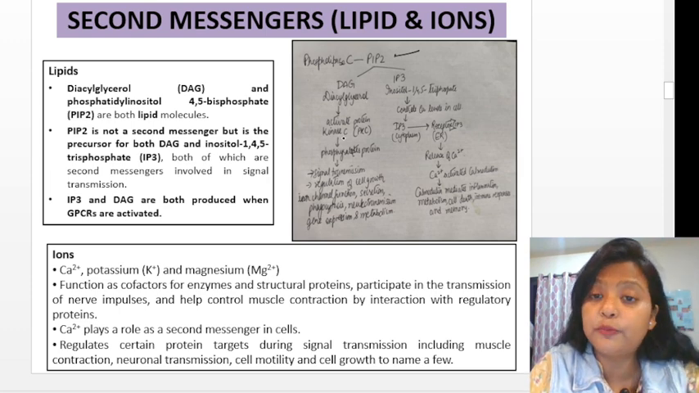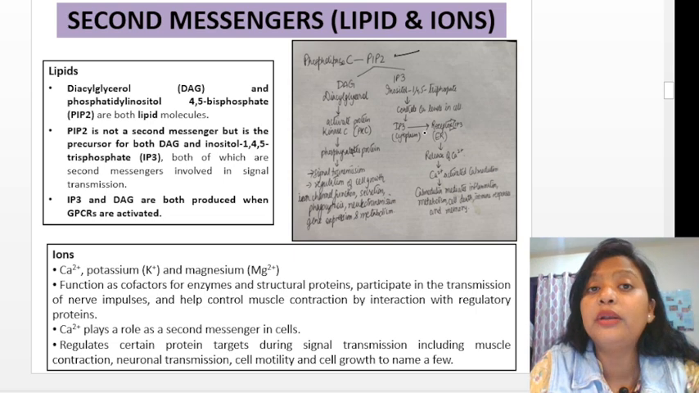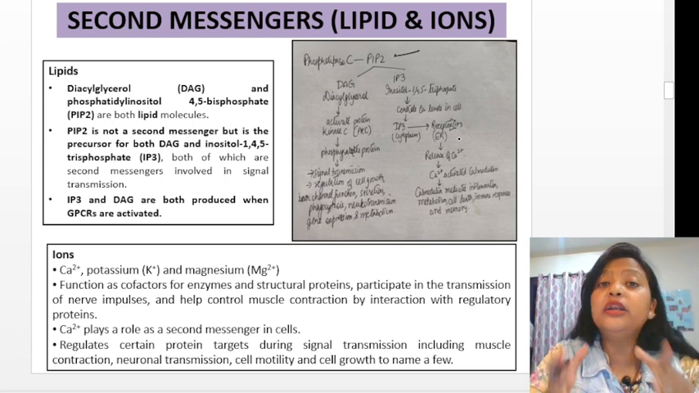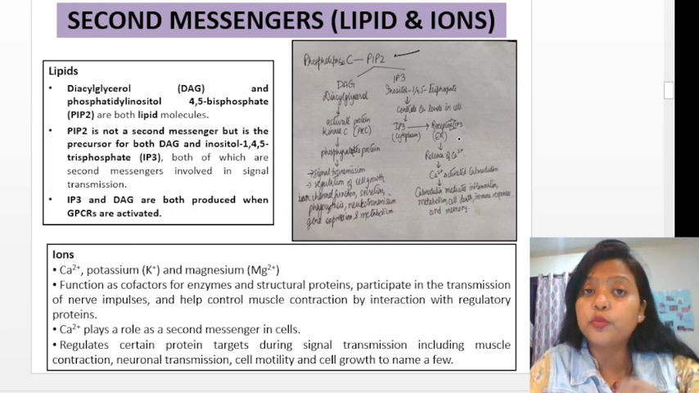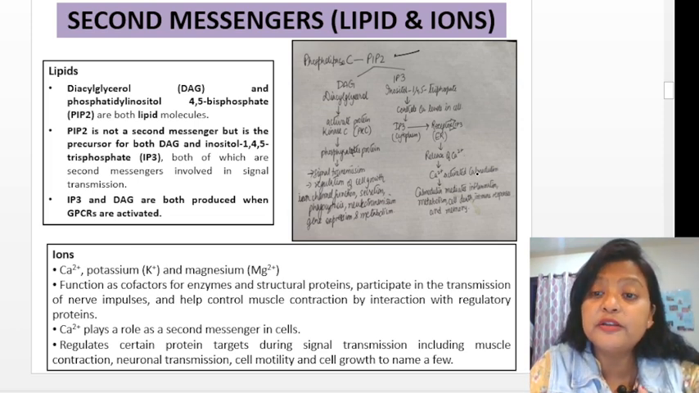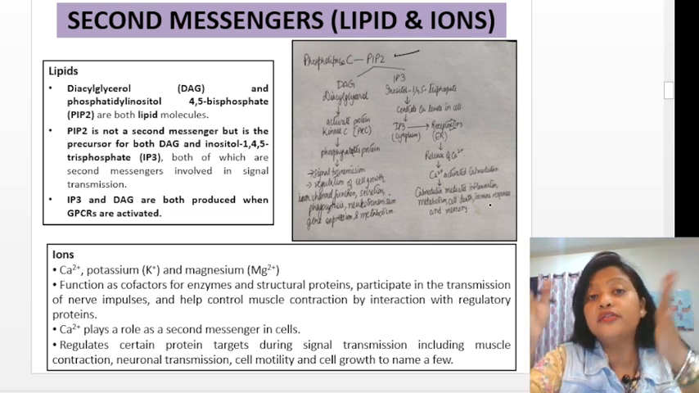DAG will activate protein kinase C, PKC, and IP3, okay? It will control the calcium levels in the cell. So where does IP3 go? It will go to the cytoplasm, and from there it will bind to the receptor present in the endoplasmic reticulum. As soon as this binding occurs, it will lead to release of calcium Ca2+ ions. This Ca2+ will activate the calmodulin. This calmodulin will mediate inflammation, metabolism, cell death, immune response, and memory. These are all the downstream responses.